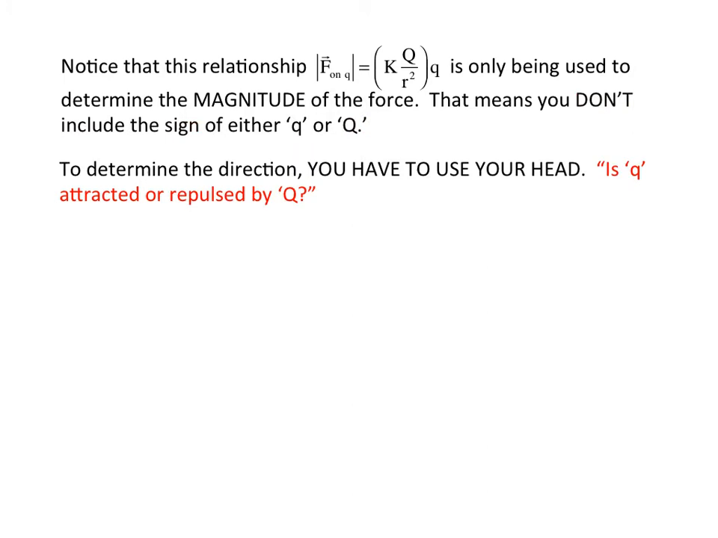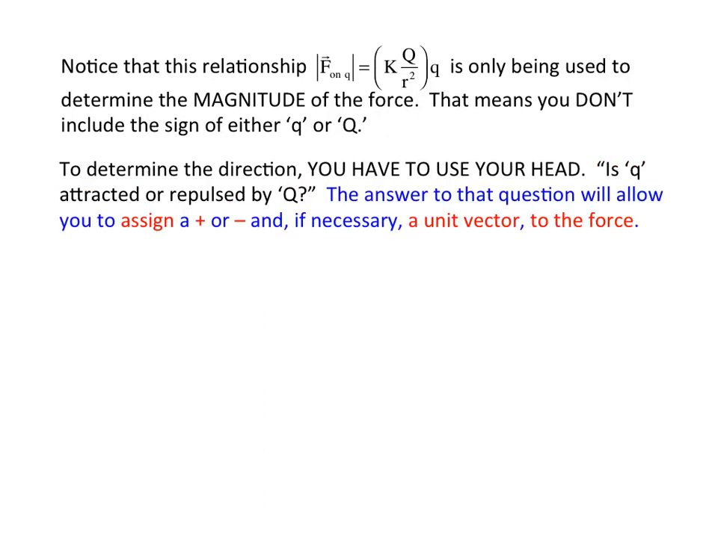As for the direction of the force, that's going to be determined by whether or not q is attracted or repulsed by the field producing charge. That attraction or repulsion is going to end up motivating the charge q in one direction or the other relative to your coordinate axis. That's going to end up showing whether that force is positive or negative. It's also going to identify what the unit vector is that should go along with the force.